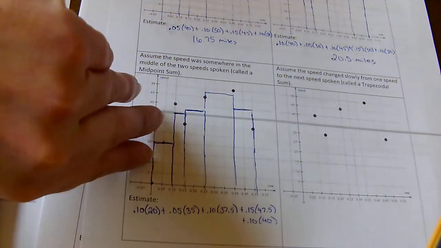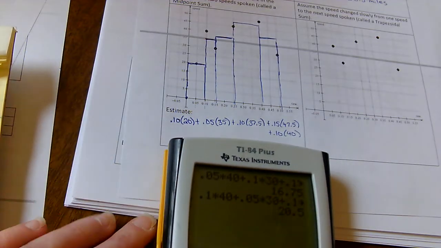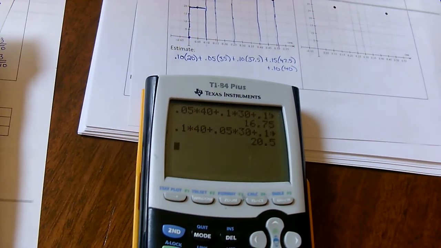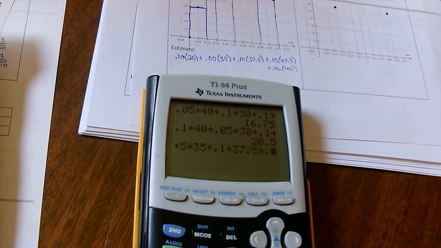So I'm going to add those up. Sometimes it's hard to see the screen. 0.1 times 20 plus 0.05 times 35 plus 0.1 times 37.5, plus 0.15 times 47.5.